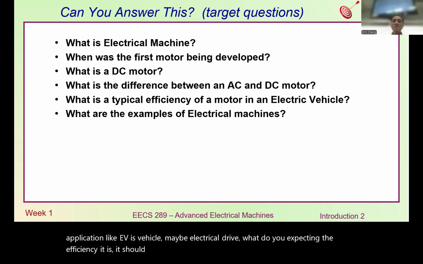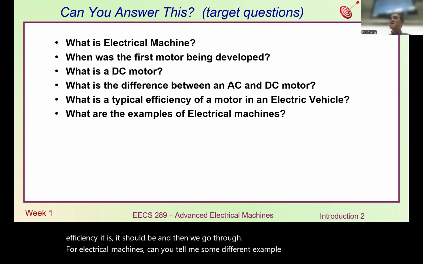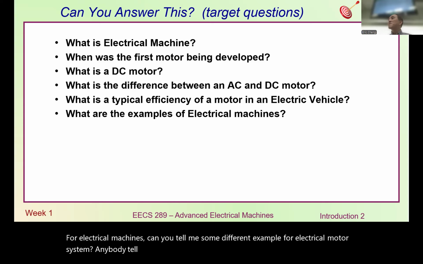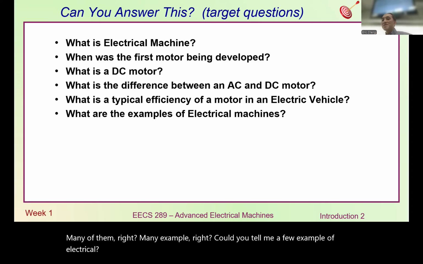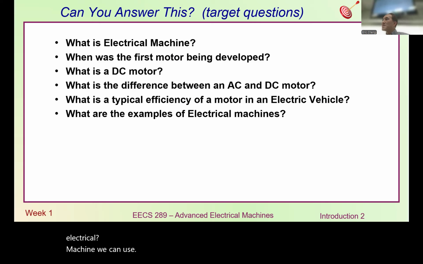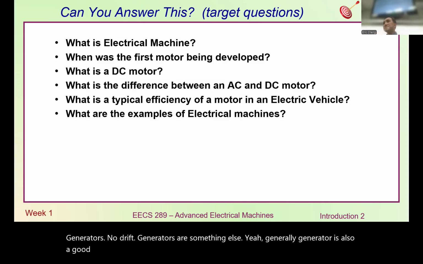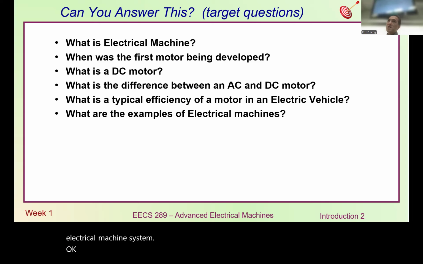And then we go through a few examples of electrical machines. Can you tell me some typical examples of electrical motor systems? Anybody can tell me? Many of them, right? Many examples. Could you tell me a few examples of electrical machines we can use? One of those could be the air conditioner. And generators. Yeah, a generator is also a good electrical machine system. Okay, so that's basically the initial thinking for electrical motor systems, right?